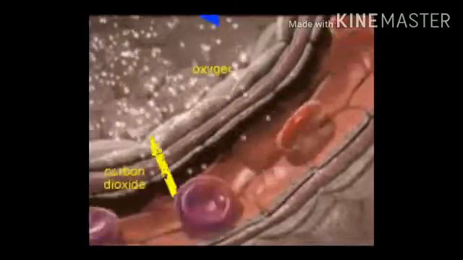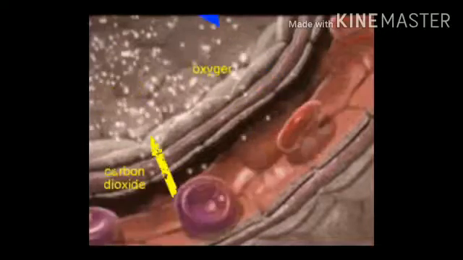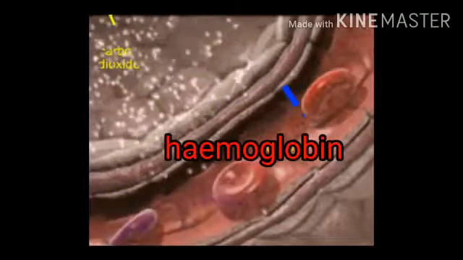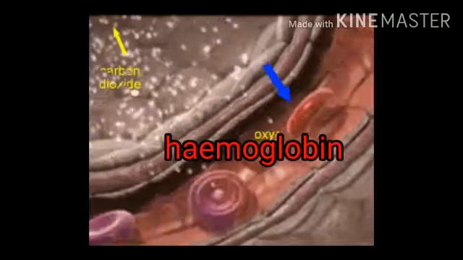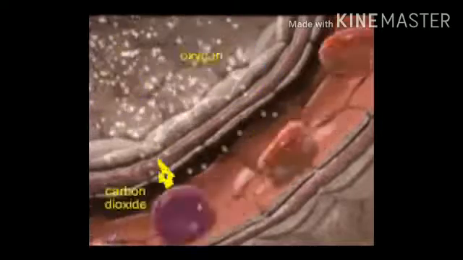Respiratory pigments take up oxygen from the air in the lungs and carry it to tissues which are deficient in oxygen before releasing it. In human beings, the respiratory pigment is hemoglobin, which has a very high affinity for oxygen. This pigment is present in the red blood cells.